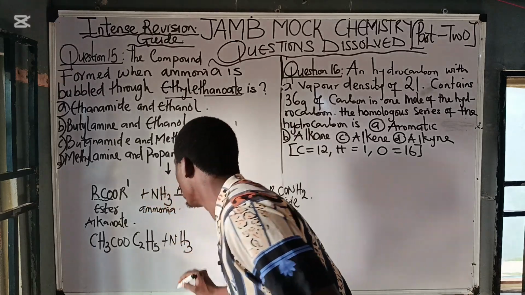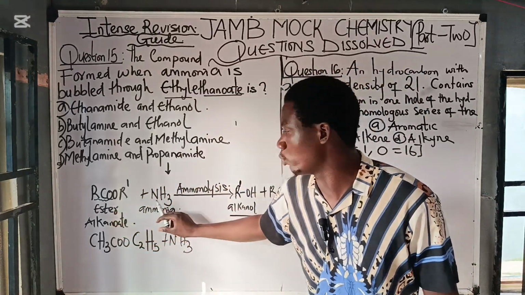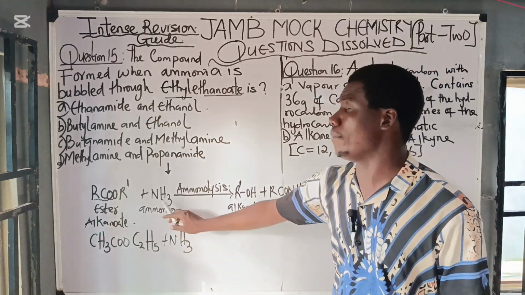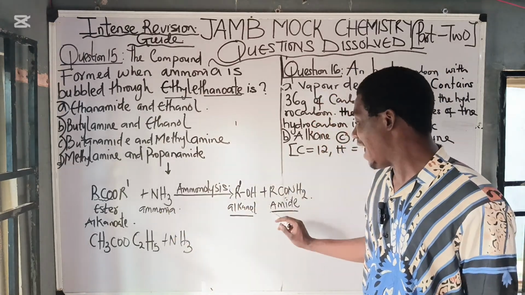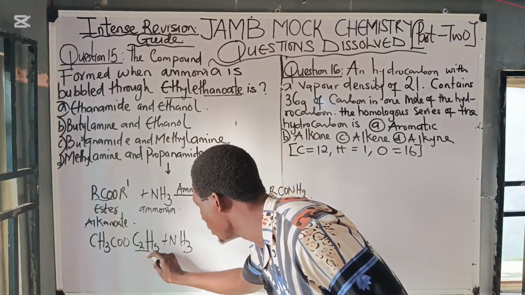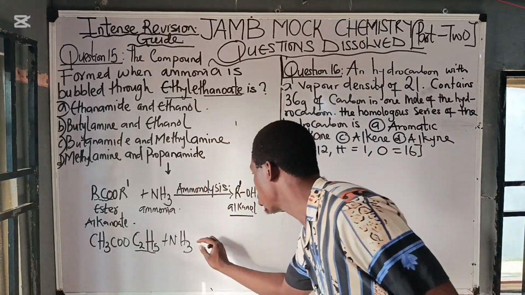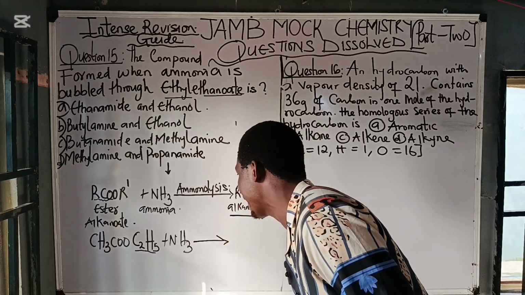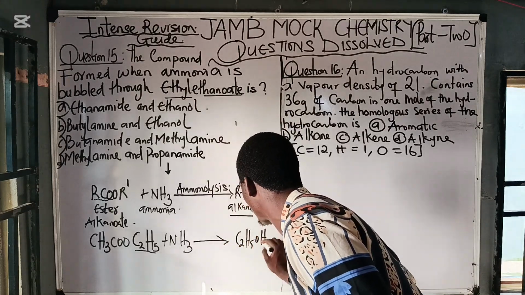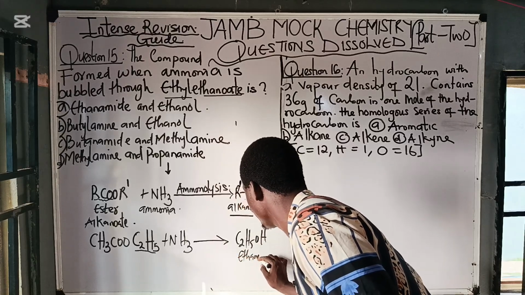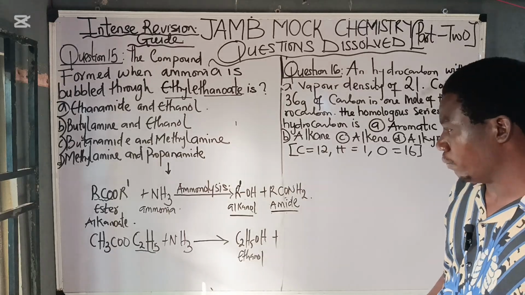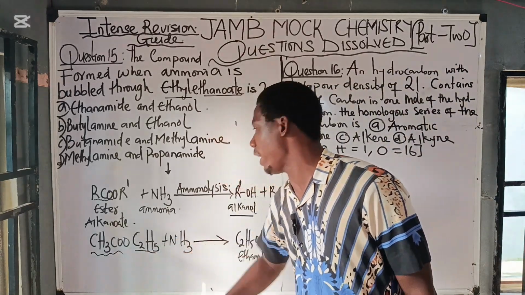plus ammonia. Don't forget that if an ester reacts with water, it will give you alkanol and alkanoic acid. But if it's ammonia, it will give you alkanol and amide. Take note of that. Like I told you, this part now belongs to the what? The alkanol. So the product will be alkanol, which is C2H5OH, called ethanol, plus an amide. Which amide will be formed? The remaining part will take that of the amide, which is what?